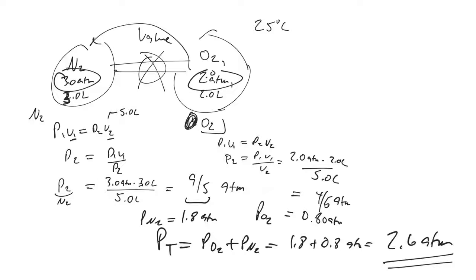It doesn't really matter what the particle is. So we could have had N2 on one side, N2 on the other side. The total pressure of the system would be exactly the same after we open the valve and allow the two gases to mix together and equilibrate.